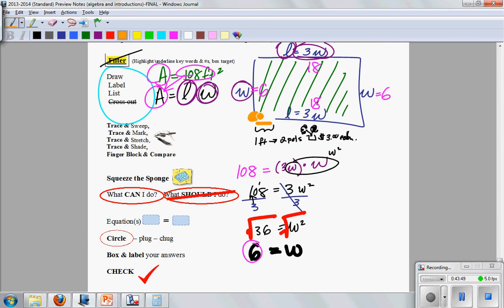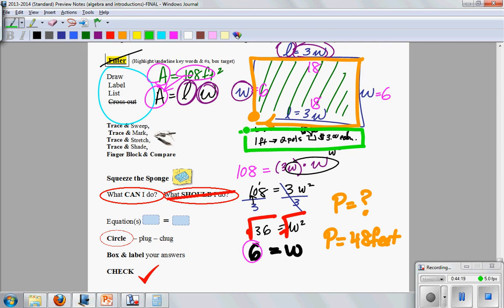Ready? Our goal is to get a border, so border means I have to find the perimeter, which I can do just by walking it around. So 6 plus 18 is 24, plus 6 plus 18 is another 24, so my perimeter is 48 feet. Am I done? Have I figured out the cost? No. But I have at least figured out how long my border is.